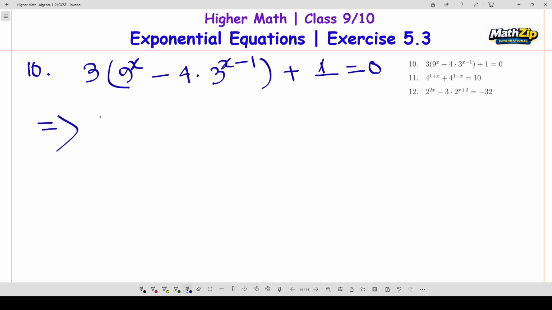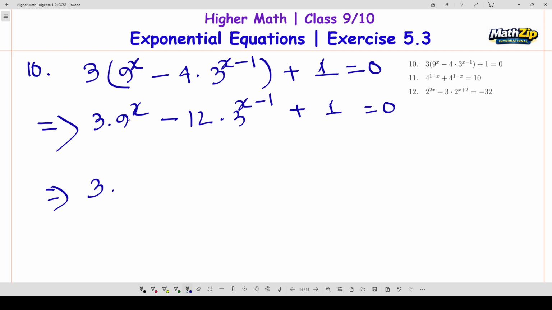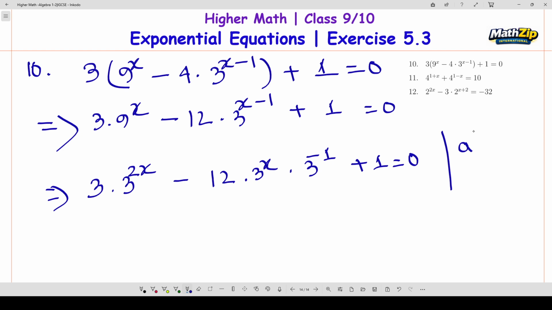First, we just multiply this one. 3 times 9 to the power x minus 3 times 4, which is 12, times 3 to the power x minus 1, and here is a plus 1 equals 0, right? Now 3 and this 9 we can write as 3 squared, so it will be 3 to the power 2x minus 12 times 3 to the power x, which can be written as 3 to the power minus 1, plus 1 equals 0. Why? Because if a to the power m plus n, we can write a to the power m times a to the power n.